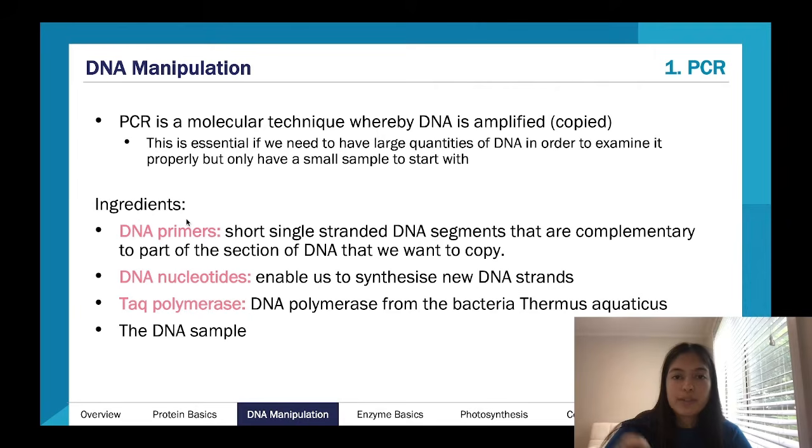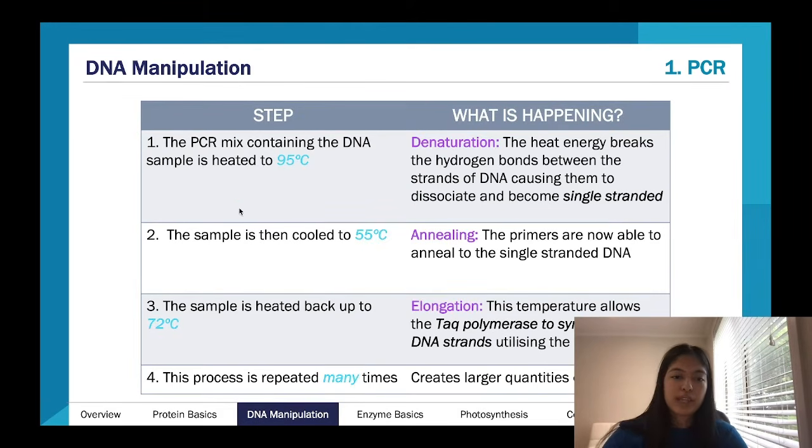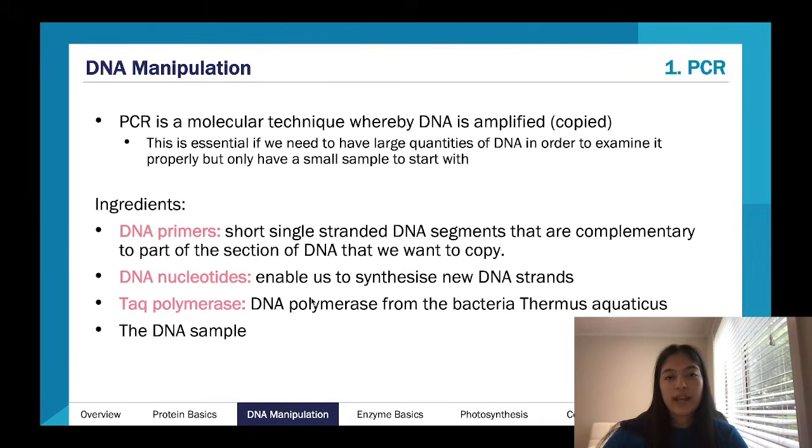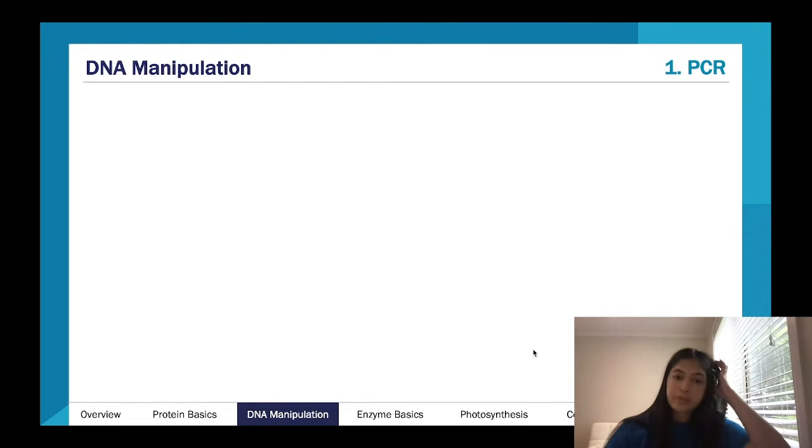So to do this, you need a couple of things. DNA primers, which are basically just short bits of DNA. Obviously if you're going to synthesize DNA, you need the nucleotides, and Taq polymerase. This is a specific DNA polymerase that allows you to do it in really hot conditions, because we'll have a look at the steps of PCR. Basically, you can see that it goes up to 95, 72. It's pretty hot, so you need to use a polymerase that can withstand that heat. This specific one is what works.